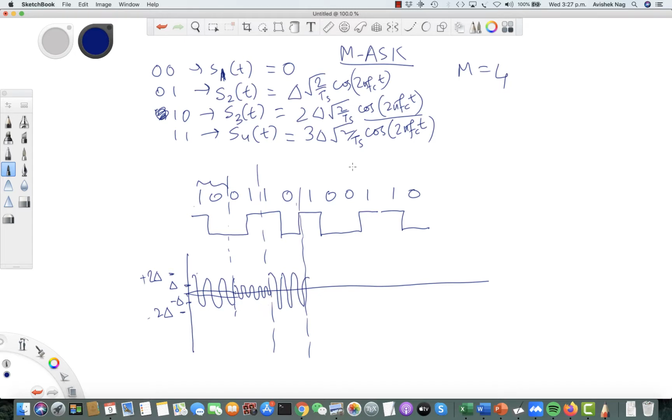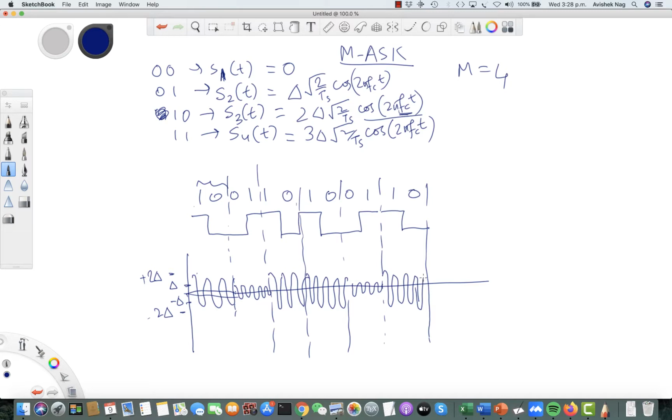The frequency remains the same. Okay, fc is the same. Again I have a 1 0, so I will send again this same amplitude cosine signal. Now I have 0 1, so I will send the smaller one, and then I have 1 0, then I will send the larger one.